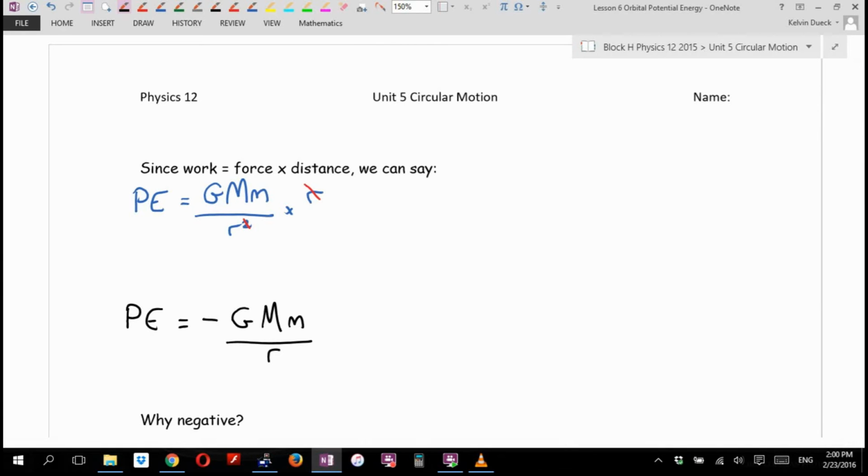Yeah. Why negative? Because in calculus, if you do the integral properly, you get a negative in your equation. I can't say that because you guys don't know what integrals are, and only a few of you are calculus. Okay. Why negative? Ready?